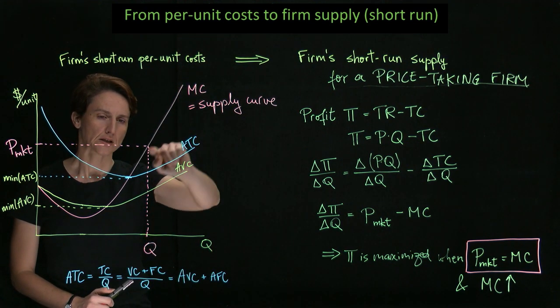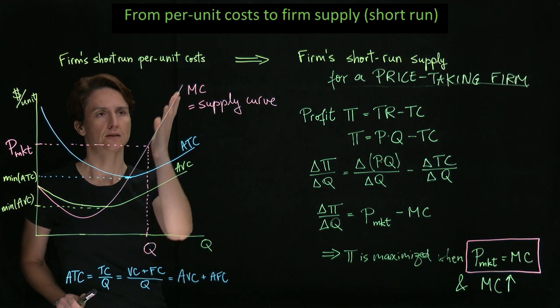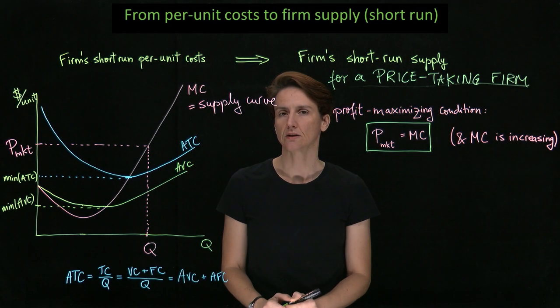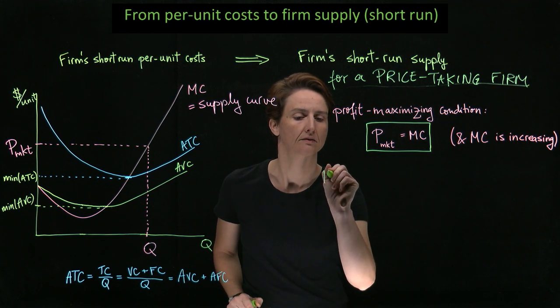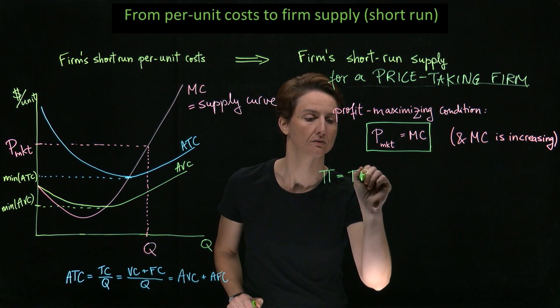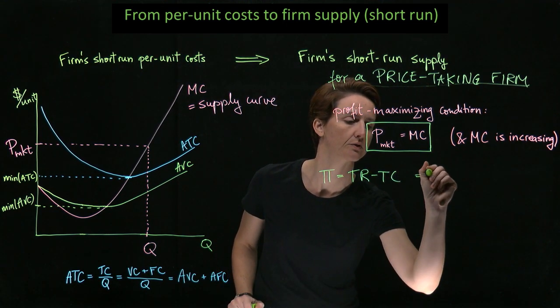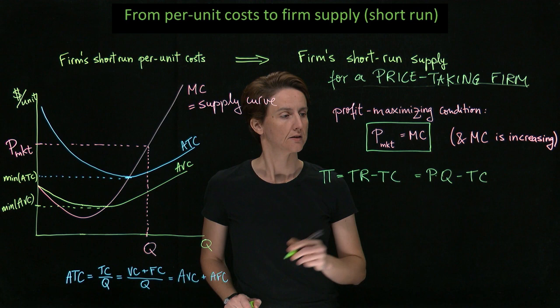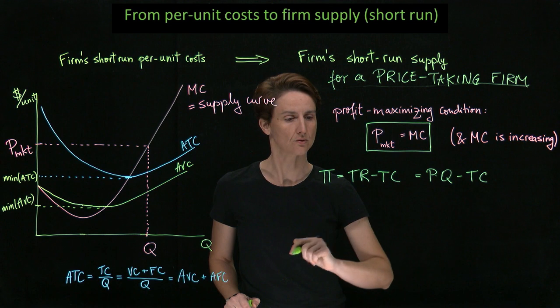So a price-taking firm with this marginal cost curve will have a supply curve along marginal cost. How can we identify the firm's profit in this graph? Remember we said profit is total revenue minus total cost. In other words, this is price times quantity minus total cost. Well, total cost, we can write it as average total cost times Q.